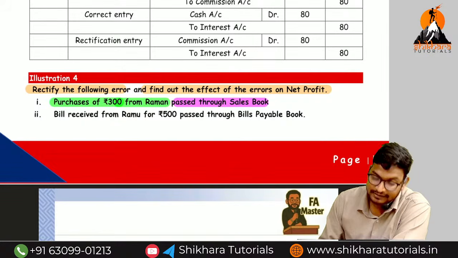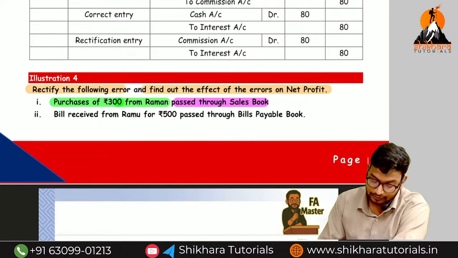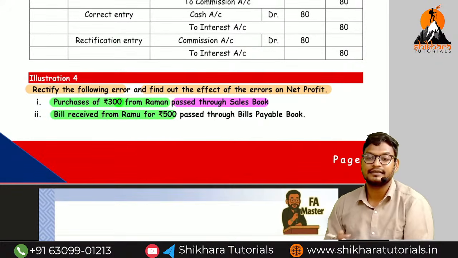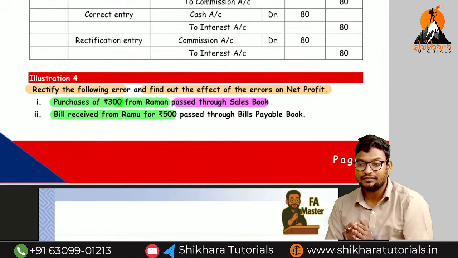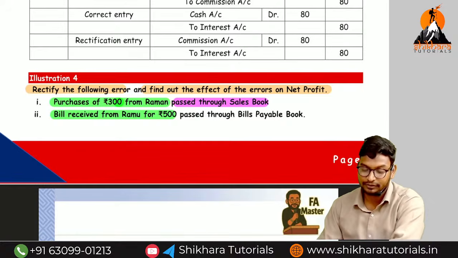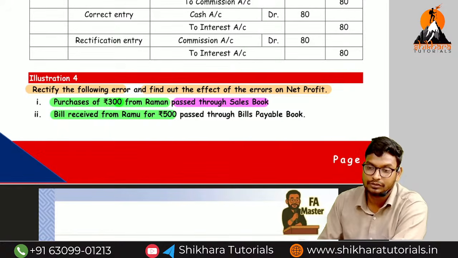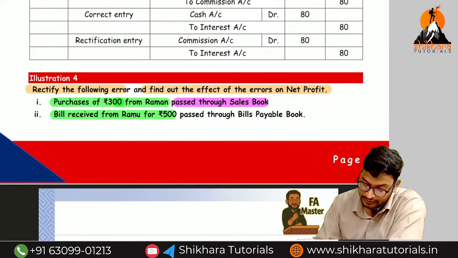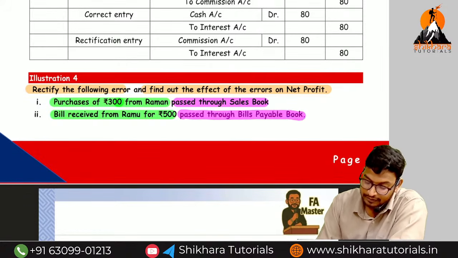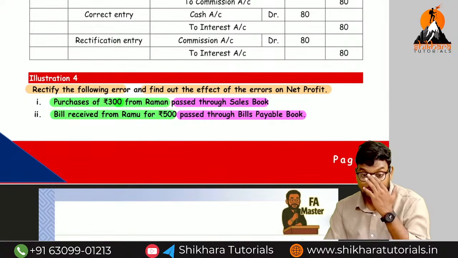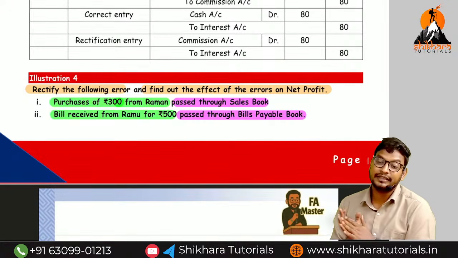So the first part is the correct one and the second part is the wrong one. Bills receivable from Ramu of rupees how much? 500. This is the correct part. So how are you identifying the thing? In the actual transaction, where it will end up, we can find out. Passed through, charged to, debited to, credited to means that is the wrong thing they are doing from there onwards. So passed through the bills payable. Sir, instead of recording in the bills receivable, they are recording the bills payable. Can you say the bills receivable entry?